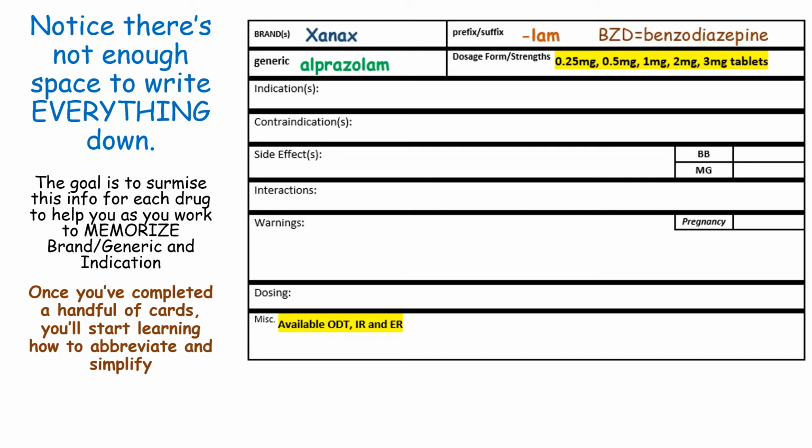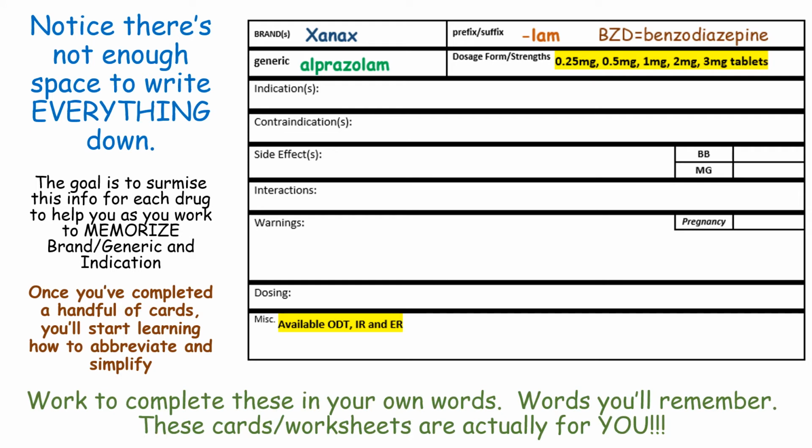The goal is to surmise the info for each drug to help you work and memorize. Once you've completed a handful of cards, you'll start learning how to abbreviate and simplify. I encourage you guys to even interact with other classmates. Find out what source they're using. See their style. What are they doing? Some students can do 10 cards in 2 hours, and other students have not finished a whole drug worksheet in 2 hours. You want to use your own words.